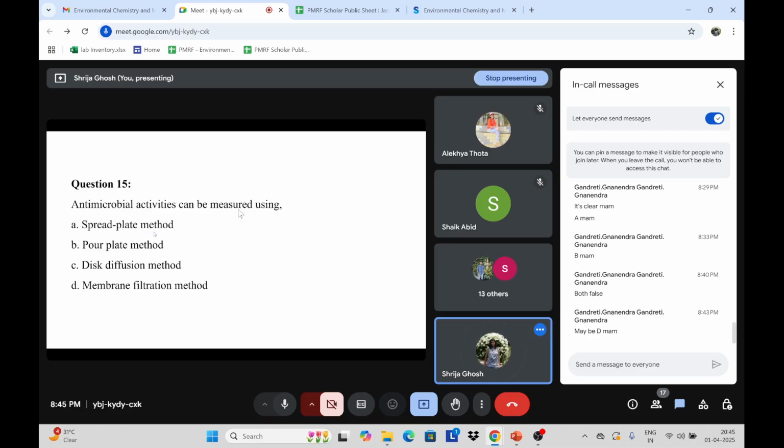Question number 15. Antimicrobial activities can be measured using option A, spread plate method, option B, pour plate method, option C, disk diffusion method, and option D, membrane filtration method. What method can be used to measure the antimicrobial activity?